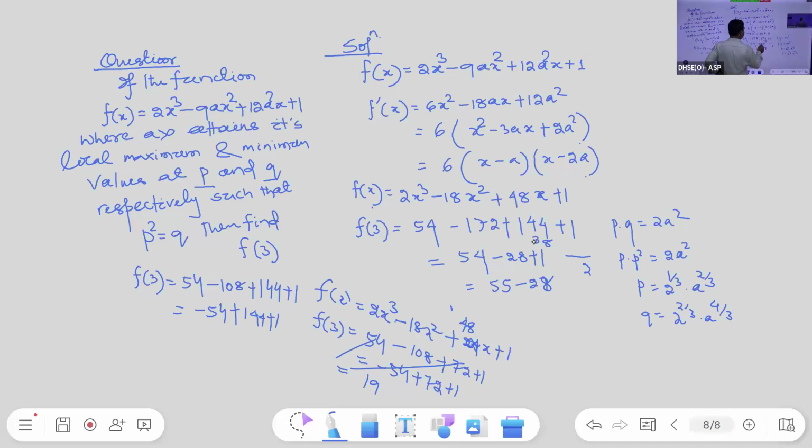Calculation wrong, why? 162, not 108. So that is 18 plus 1. So 55 minus 18, that is 37. This is the correct answer. Okay. Yes, Nasrin's answer is correct, 37.